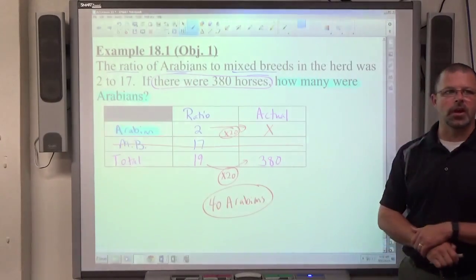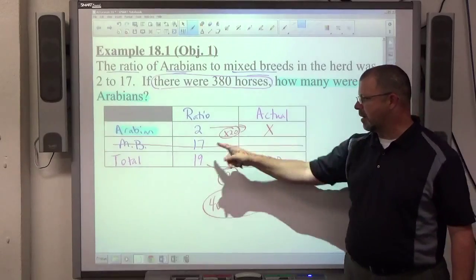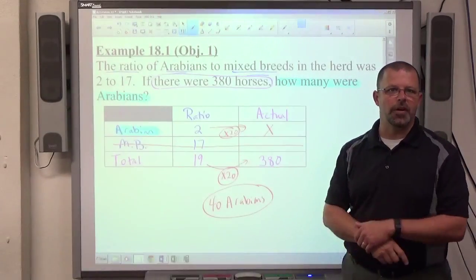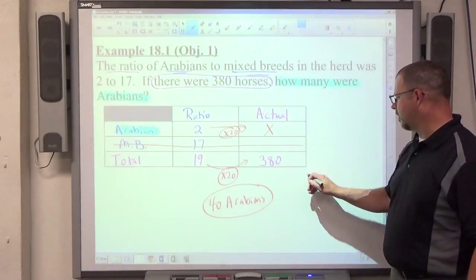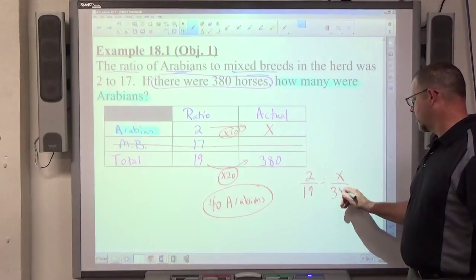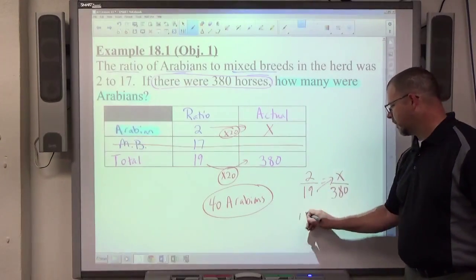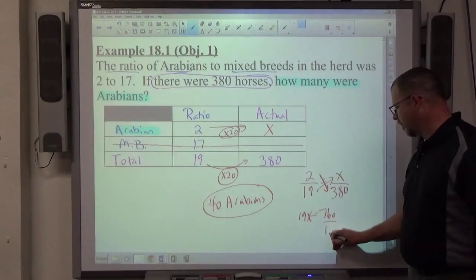You're welcome to do it the scale factor way. All you have to do to get the scale factor is take this divided by that. If it equals a whole number, I do a scale factor. It's easier. But again, even if you did a proportion, 2 over 19 equals x over 380. 19x equals 760. Divide both sides by 19.